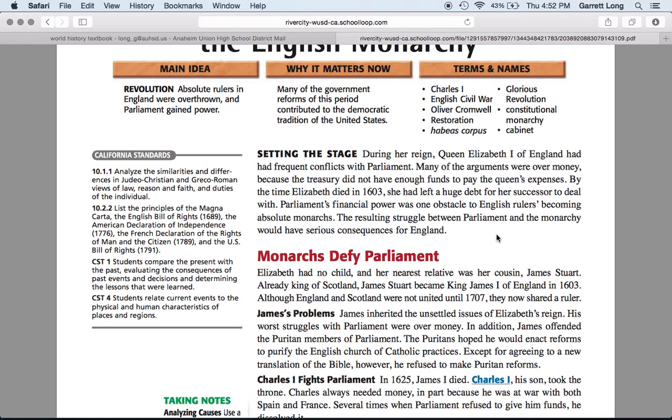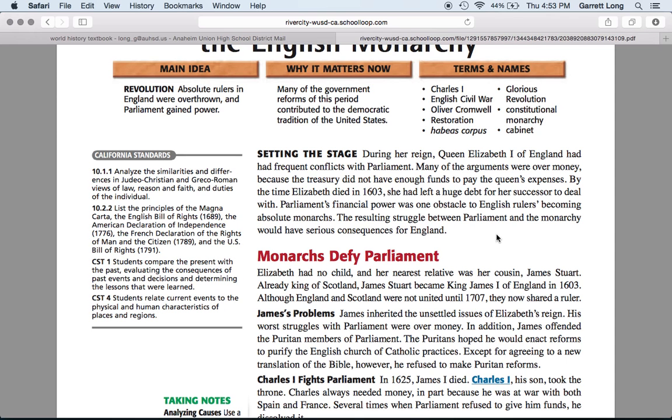And Queen Elizabeth's throne goes to her closest relative, and her closest relative is James Stuart. Now, James Stuart is already King of Scotland, and once he inherits her throne, he is now King of England and King of Scotland, which will create some problems that we'll talk about in a little bit. So James Stuart is now called James the First. And James I, when he inherits the throne, has a major problem.